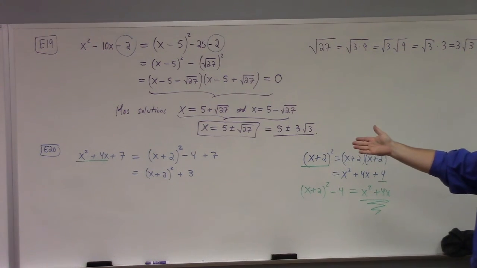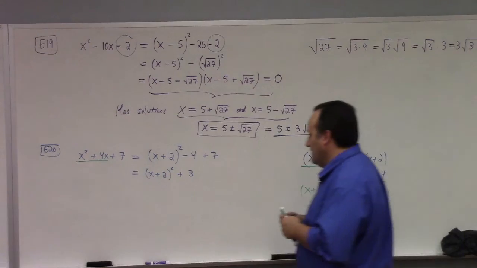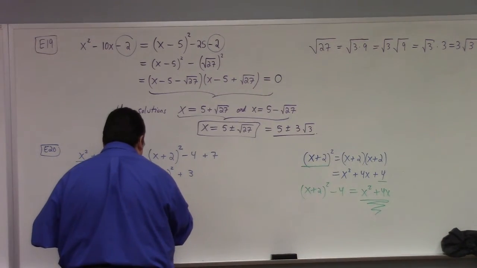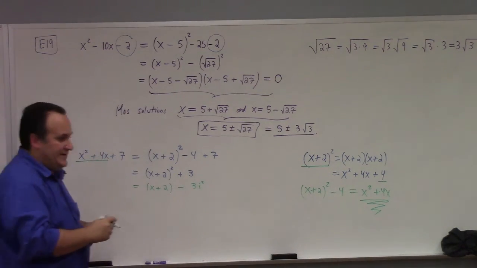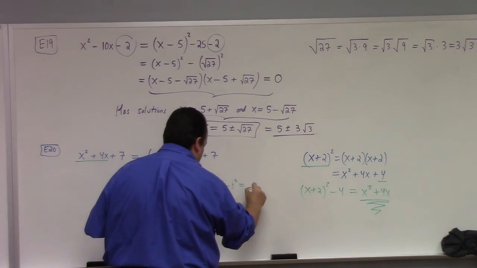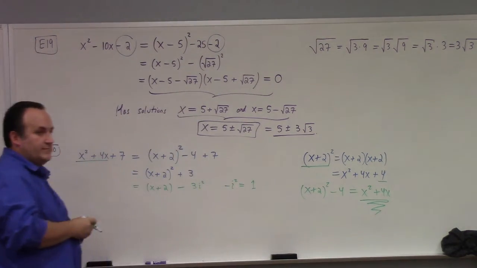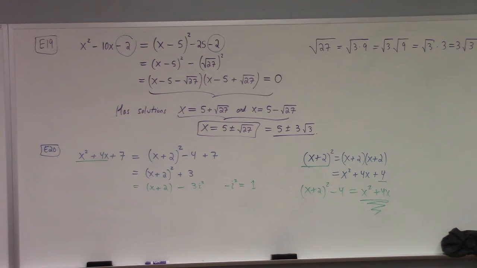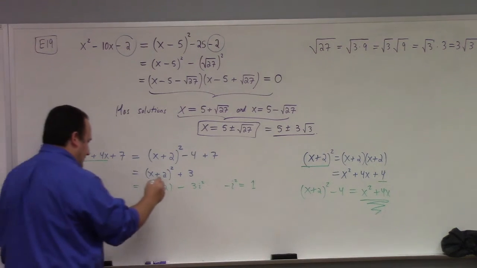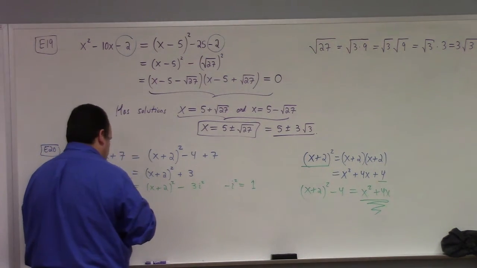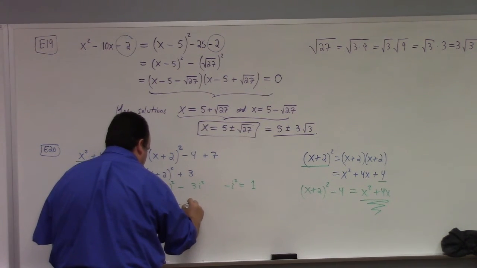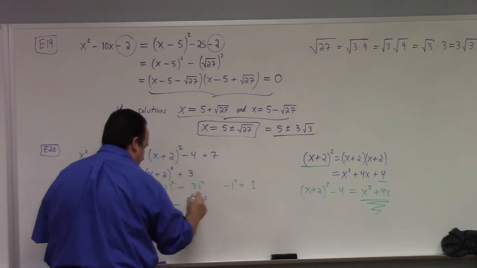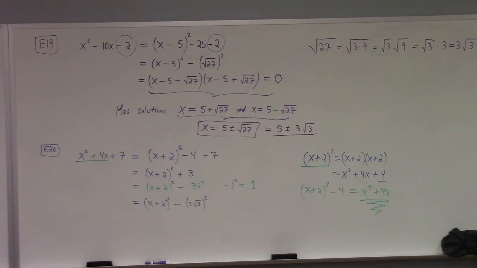All right, so 3, though, is 3 a square? Now here's where you've got to be a little bit sneakier. We can write 3 as minus 3i squared. See, because minus i squared is equal to 1. So x plus 2 quantity squared plus 3 is actually x plus 2 quantity squared minus i root 3 squared. Again, it's the difference of squares, so we can factor it.